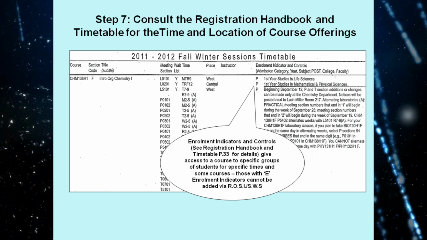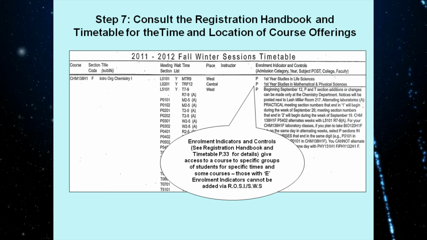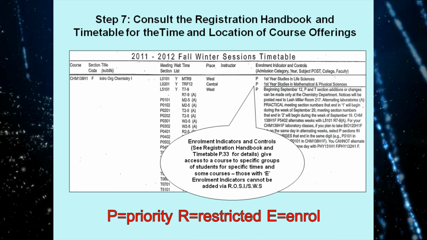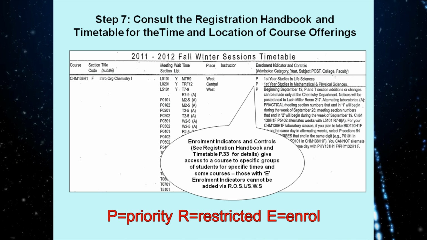Enrollment indicators and controls give access to a course to specific groups of students for specific times in some courses. Those with E enrollment indicators cannot be added via ROSI.